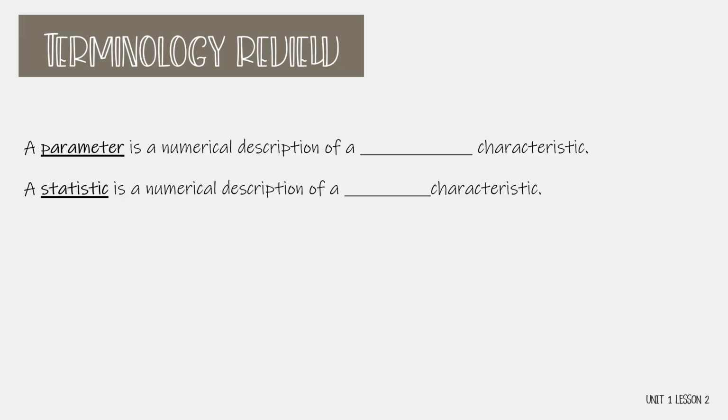Terminology review. We've seen these before. We'll see them again. A parameter is a numerical description of a population characteristic. They both start with a P. A statistic is a numerical description of a sample characteristic. They both start with S.